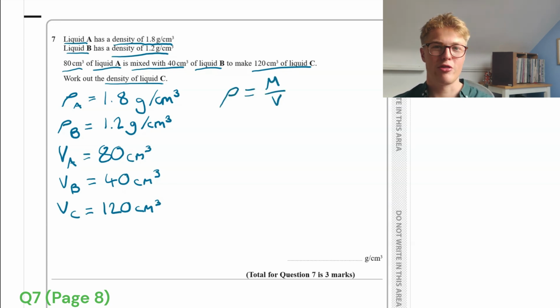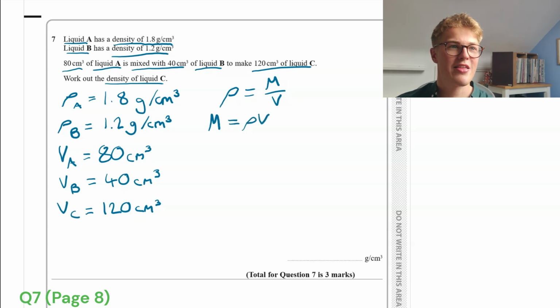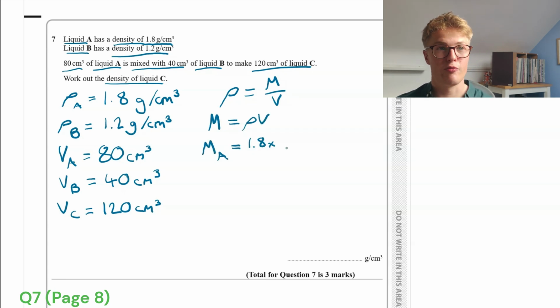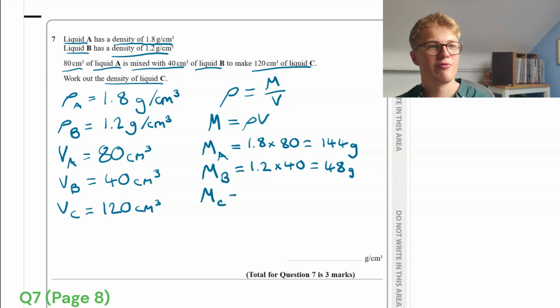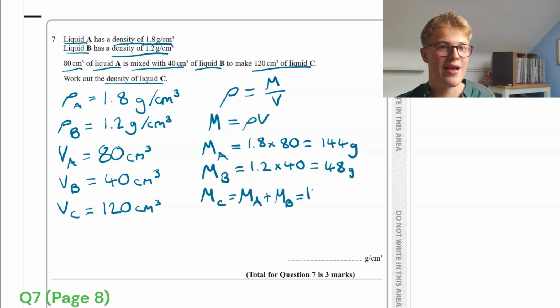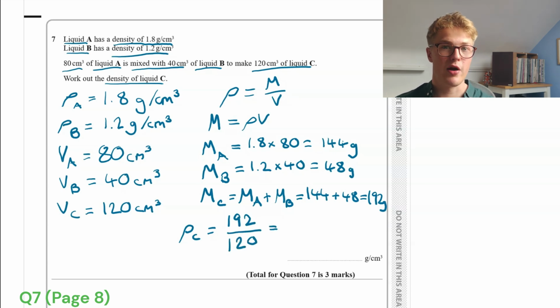The density is equal to the mass over the volume, and therefore the mass is equal to the density times the volume. The mass of A is going to be the density of A times the volume of A, which is going to be 144 grams. The mass of B is going to be the density of B times the volume of B, which is 48 grams. And therefore we can find the mass of C by adding the masses of A and B together. That's going to give us 192 grams. And then we can find the density of C by doing the mass over the volume, which is 192 grams divided by 120 centimetres cubed, and we end up with 1.6 grams per centimetre cubed as our final answer.